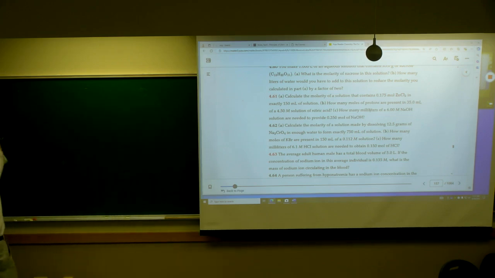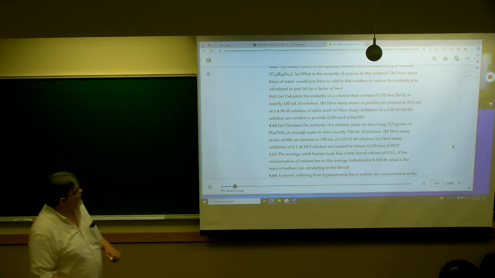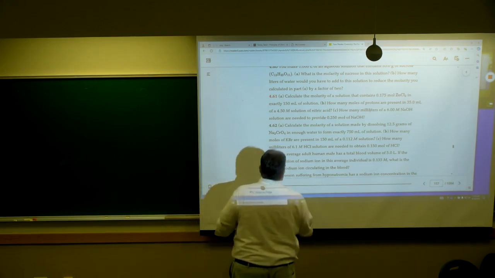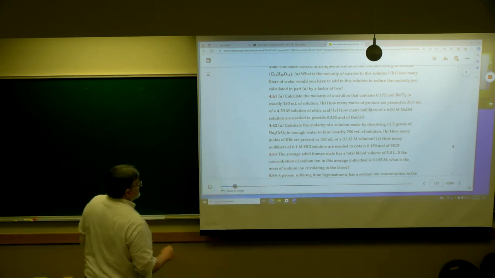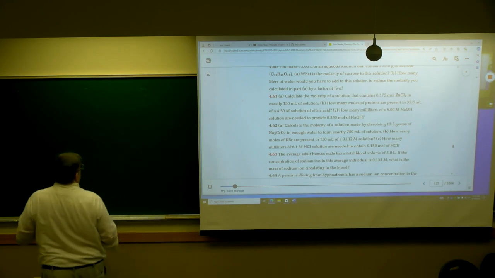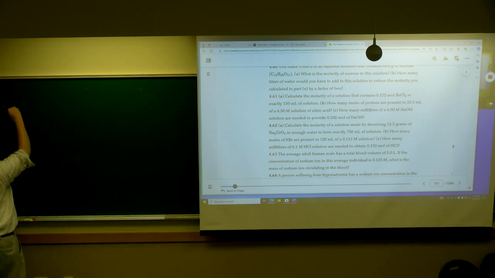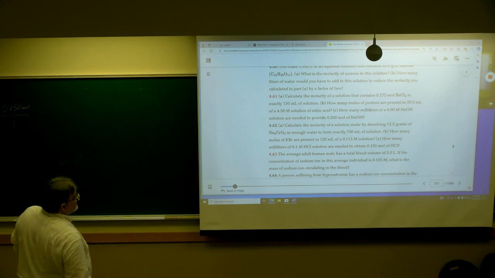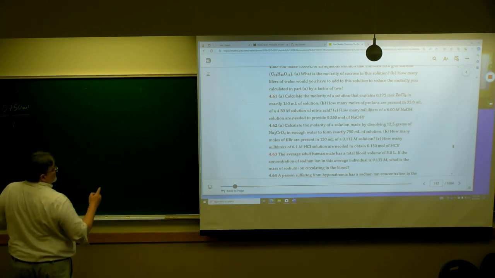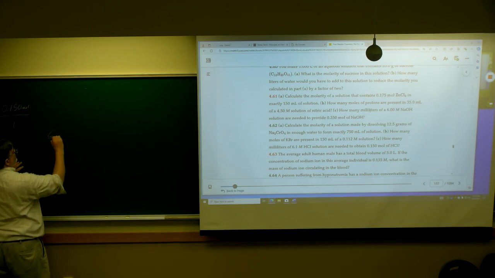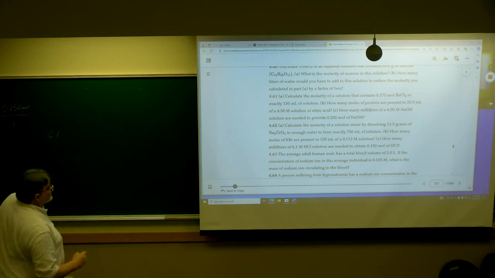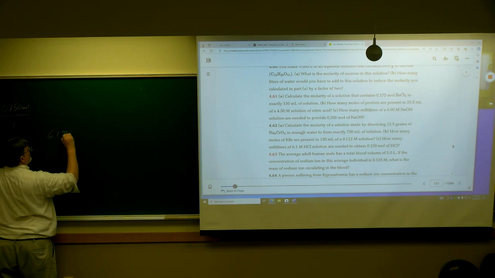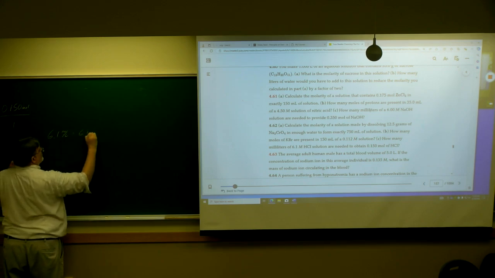It's asking you for volume. How many milliliters? So moles of HCl. I'm going to leave the labels off. The molarity, the moles per liter, 6.1 moles per liter. That's the same as 6.1 M.